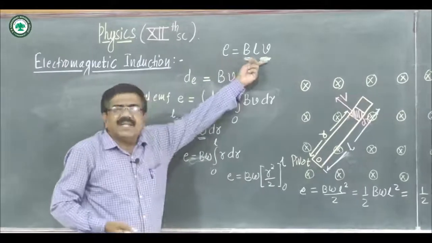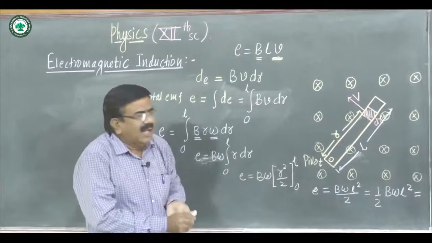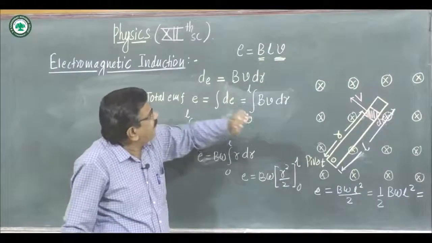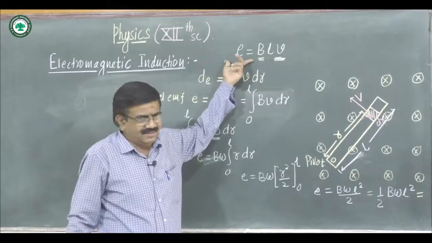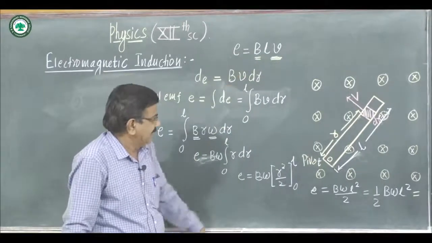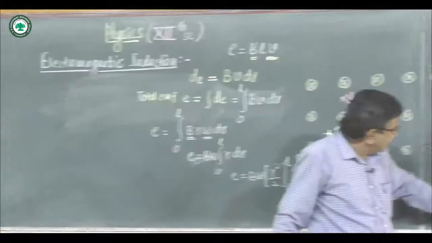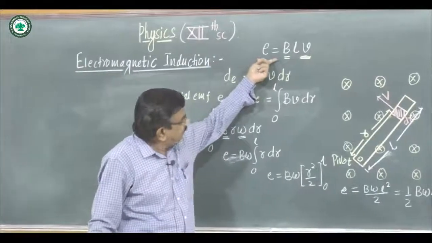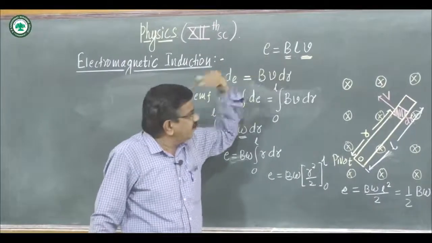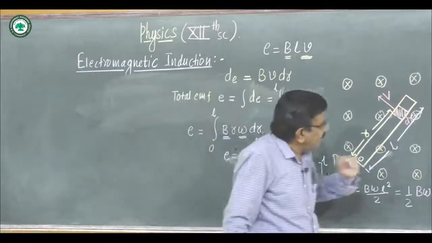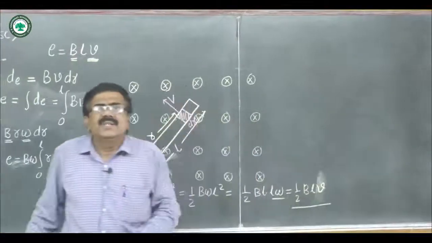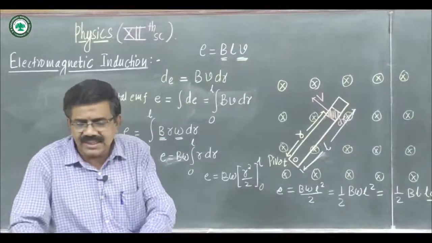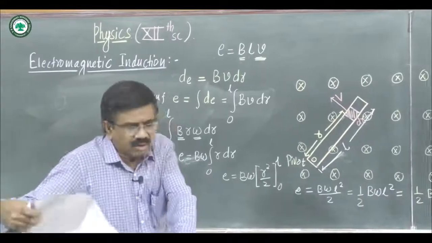For the sliding bar, EMF is BLV, and if the conducting bar is rotating, that EMF is half of this. For the rotating bar, the EMF induced is 1/2 BLV. For the sliding bar, we already derived the relation E is equal to BLV. So here the EMF induced is half that of the sliding bar. So this is the motional EMF in case of a rotating bar.